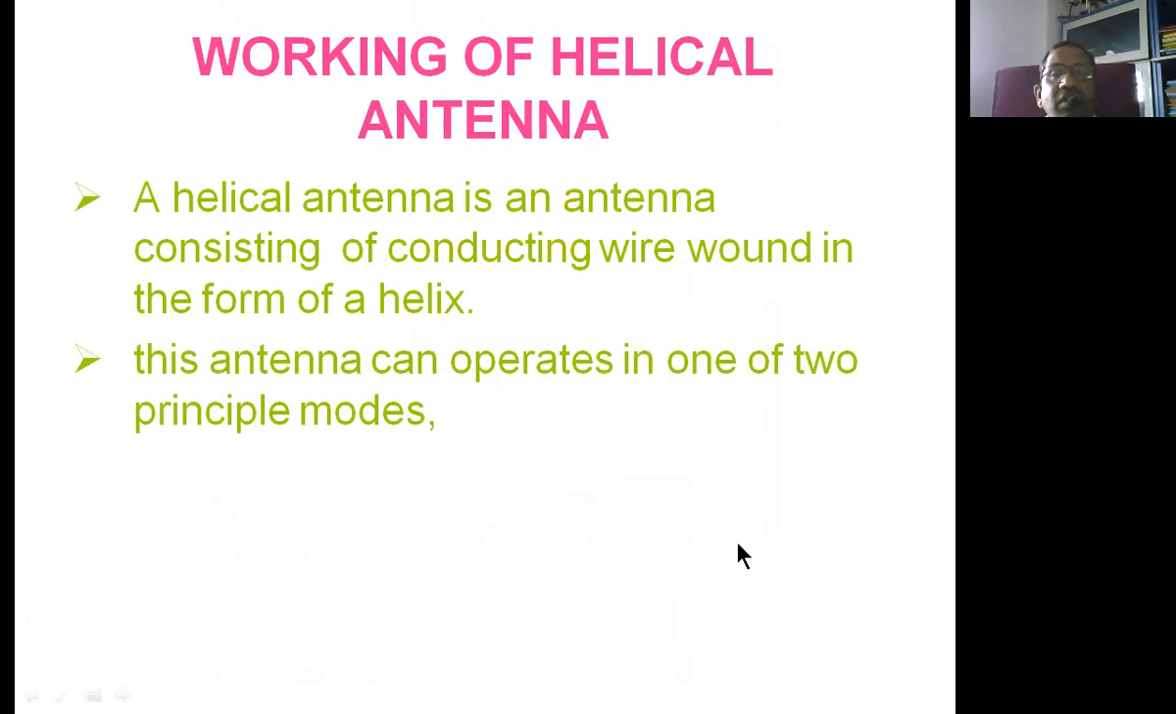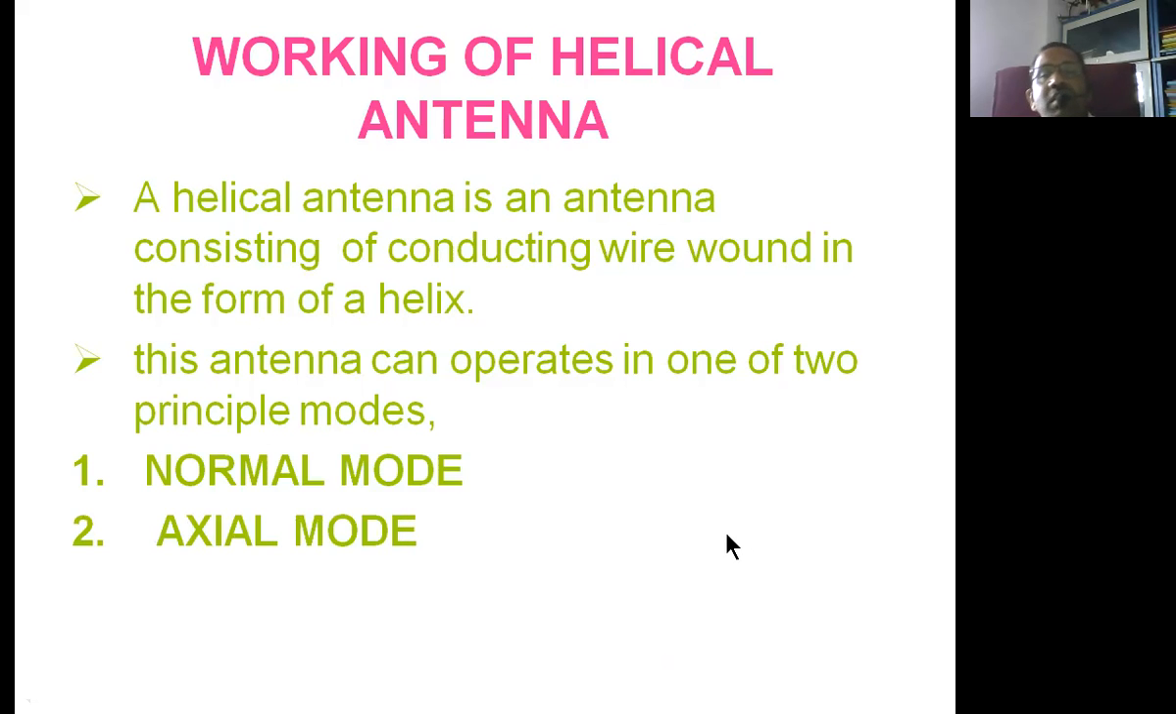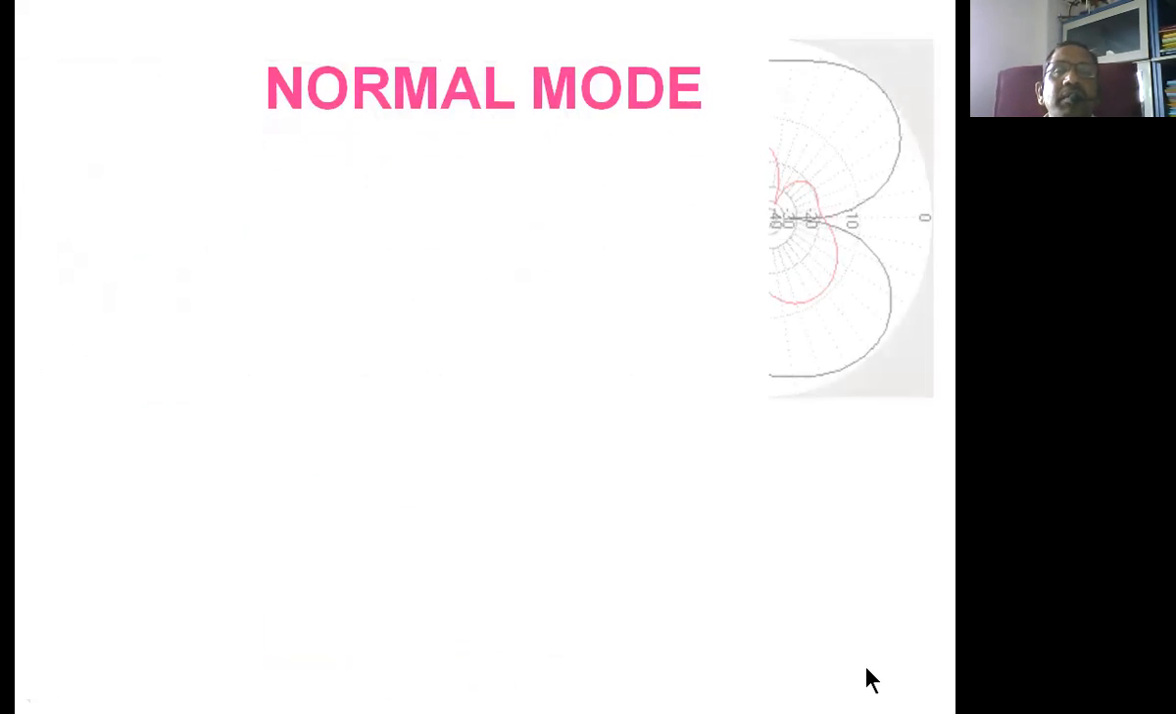Next, this antenna can operate in one of two basic principal modes: normal mode and axial mode. Normal mode and axial mode are the basic operations on which this helical antenna operates. Well, let us look into the first one, the normal mode.